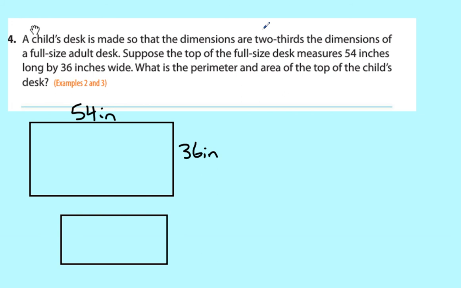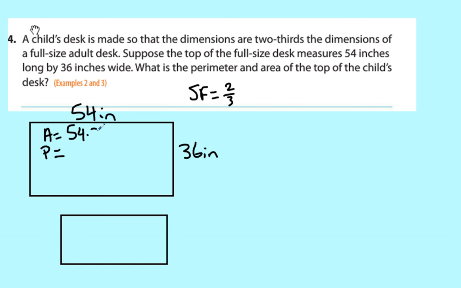And we want 2/3 of that. So if it's 2/3, it's getting smaller, so we know our scale factor is just going to be 2/3. Okay. And now, two ways we could do this. One way we could do like we did in class, we could find this area, and we could find this perimeter.